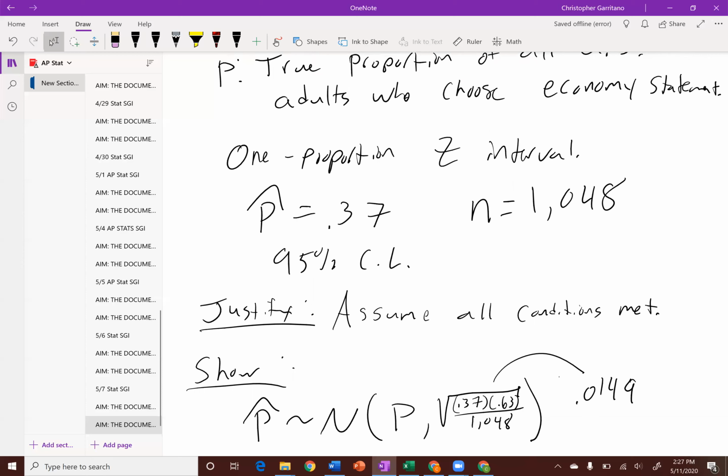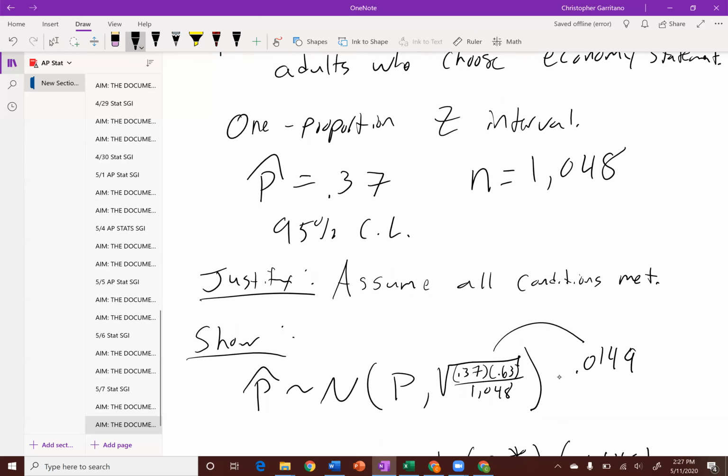Since all conditions are met, this means that p hats are going to be distributed normally, centered at p, which is unknown, so I'm going to leave it as the letter p as a placeholder. And the standard error will be radical pq over n. The thing is, again, I don't know p, so I need to approximate p, and the best approximation we have is p hat. So that's why you see p hat q hat over n. And our standard error is approximately 0.0149.